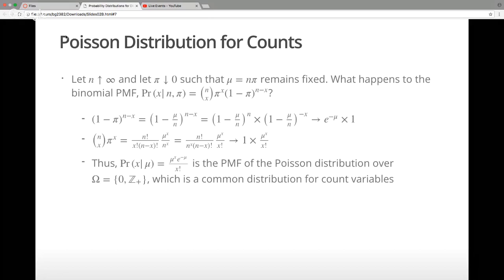And that is what's known as the probability mass function for the so-called Poisson distribution, whose sample space is the non-negative integers. And the Poisson distribution is a very common distribution in the social sciences for modeling count variables. Not necessarily a great choice, but a common one. And that is one way of motivating the Poisson distribution.